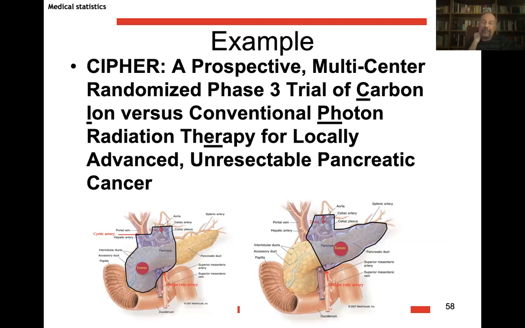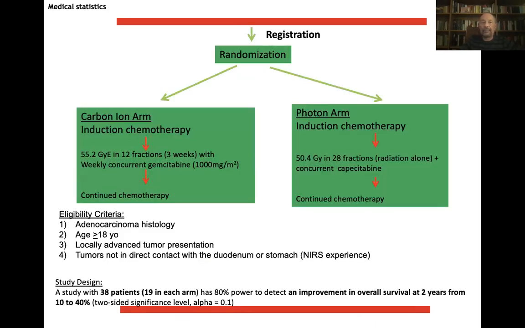It's called CIPHER. This is a prospective multicenter trial. Prospective means I start to enroll the patients after deciding to start the trial. Multicenter means that the patients are not all treated in the same hospital. Randomized, so patients are assigned to the two treatments randomly. Phase 3, because it's a comparative trial of carbon ion versus conventional photon radiation therapy for locally advanced unresectable pancreatic cancer. If you remember, it is one of the most interesting candidates for good effects of carbon ions.